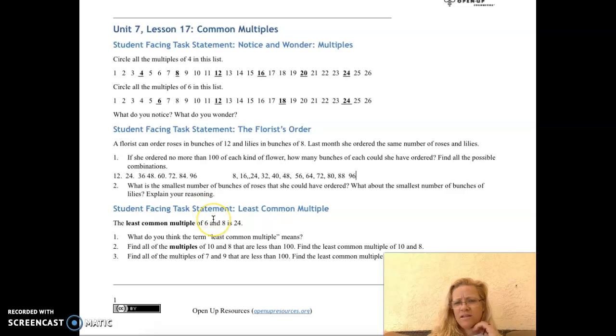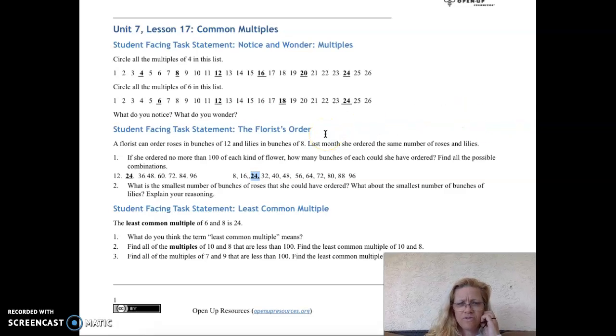So now that I'm looking at these, these are the multiples of 8, because that's the lilies that she has, and these are the multiples of 12s, because it's the roses, the bunches of roses. Then I just find my common multiples, okay, because she ordered the same amount, the same number. And I see that 12, nope, 24. They both have 24. Okay. That is a common multiple.